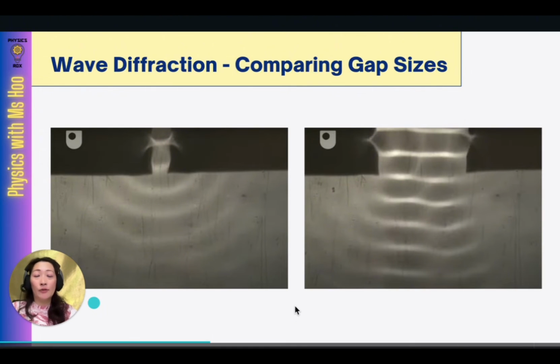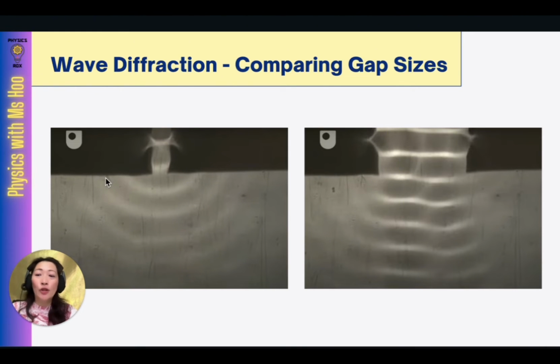This is a screenshot from that video comparing the gap sizes for waves with the same wavelength. The screenshot on the left shows us a much smaller gap size, while the screenshot on the right shows us a greater gap size. In both diagrams, the wavelengths of the waves are the same. Although this is quite faint, you can see that the spread of the waves is much greater. In fact, the waves go almost all the way to the barrier on both sides, whereas the waves on the right side have a smaller spread.